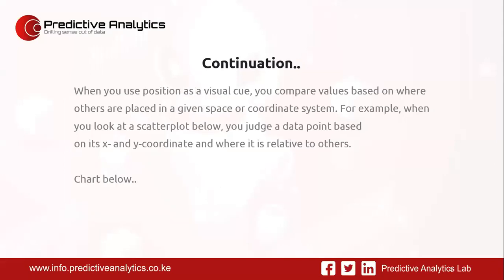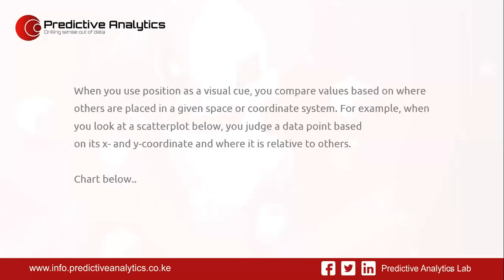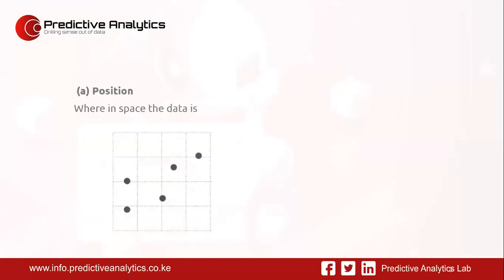What you have on your screen are different ways of encoding by position. So these are scatter plots. As you can see, here we can have an upward trend, we can have a downward trend, we can have a clustering, and an outlier. So that is encoding by position.